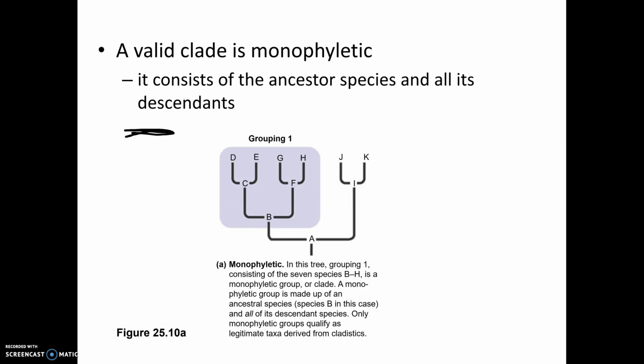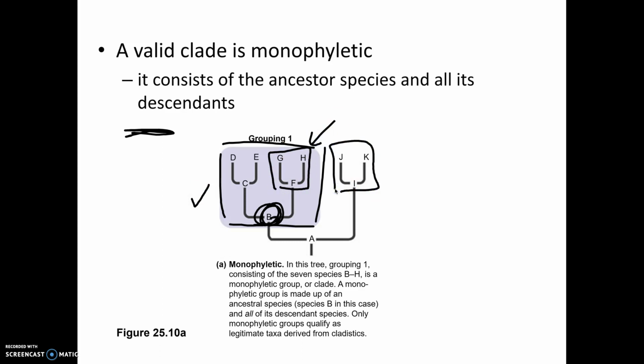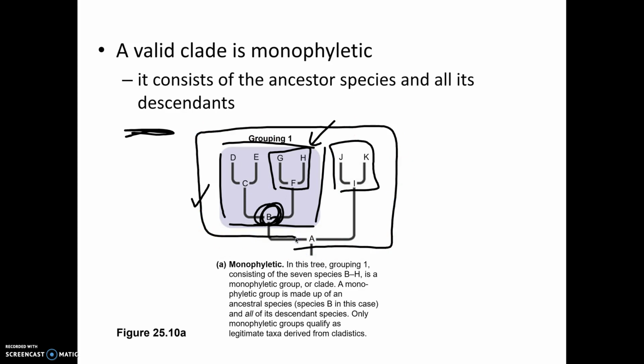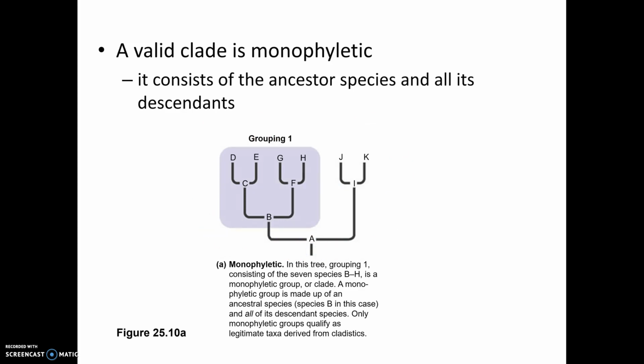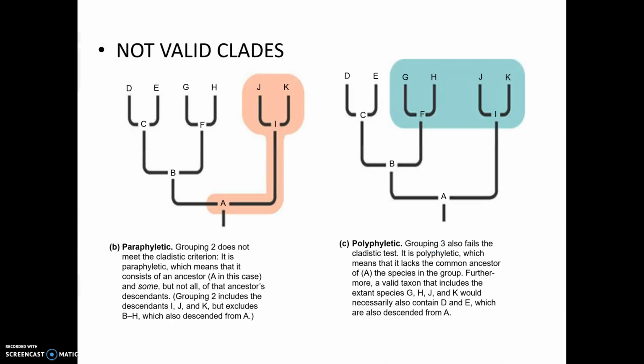So this would be an example of a clade. B, this point, and everything after that point would be a clade. Also, F and everything after F, or I and everything after I, or A and everything after A would be considered a valid clade in a cladogram. It includes every descendant after a certain point. So these two would not be valid clades.